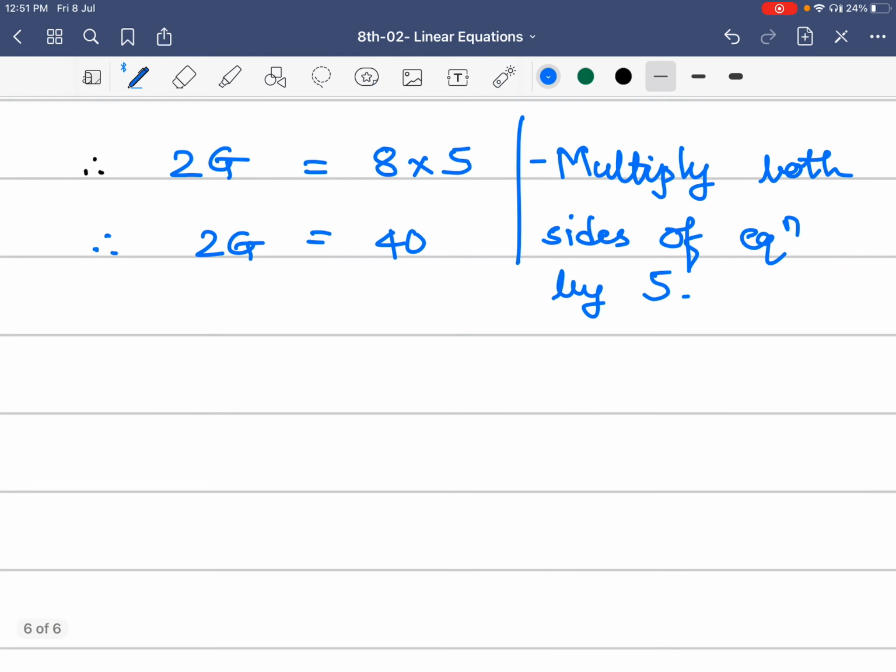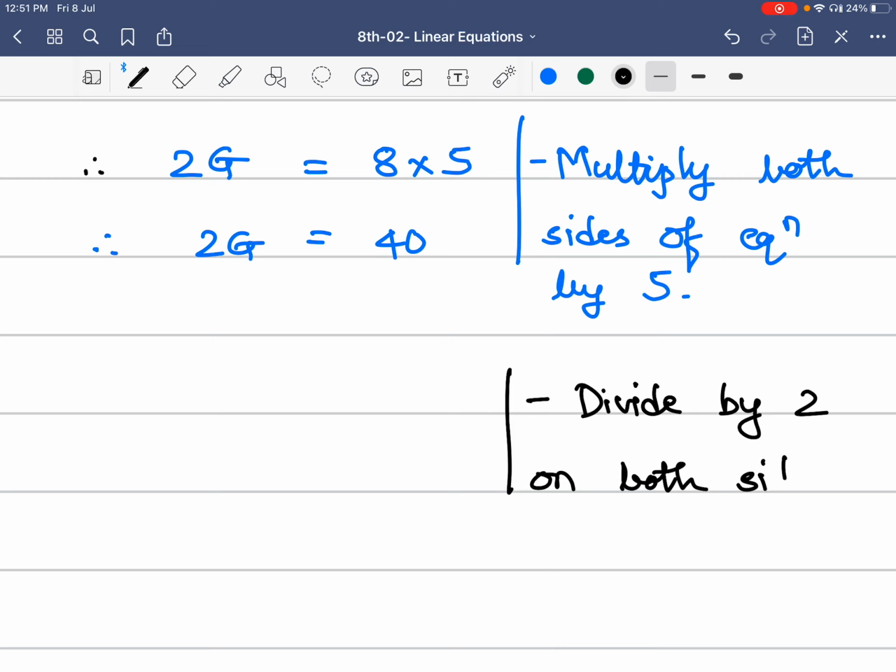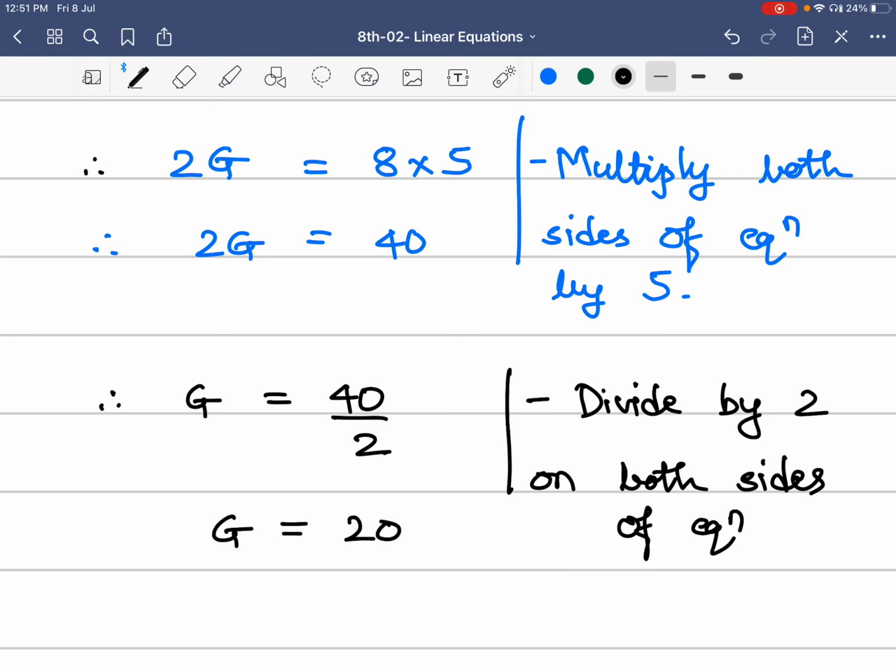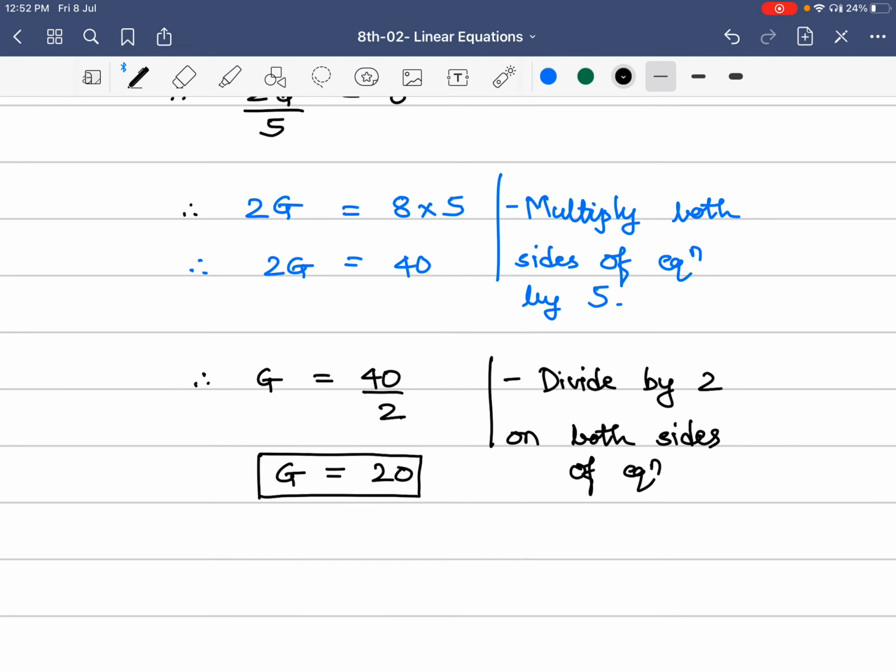Now next, we have g and we have just 2. How do we get rid of 2? We divide both the sides of equation by 2. So let me just note down that. Divide by 2 on both the sides of equation. If we do that, we will just have g on the left hand side. On right hand side, we'll have 40 divided by 2, and that is equal to 20. So g is equal to 20. So that's the total number of girls present in the class.